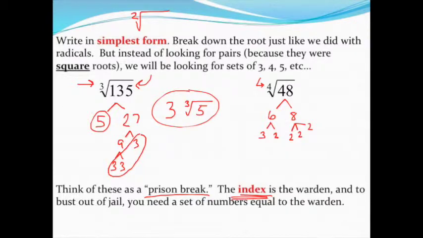So looking at all those prime numbers, I want to find any sets of 4 that I have. Well, right there is a set of 4 2's, so I'm going to circle all those. The set gets to come out, and it's one set, so I'll put down a single 2. What was left over inside the radical was that single 3. That's not getting out of jail, so that's stuck inside. So my simplified answer is going to be 2 times the 4th root of 3. Let's go ahead and try a couple more complicated examples where we have variables as well as numbers that we want to try to simplify.